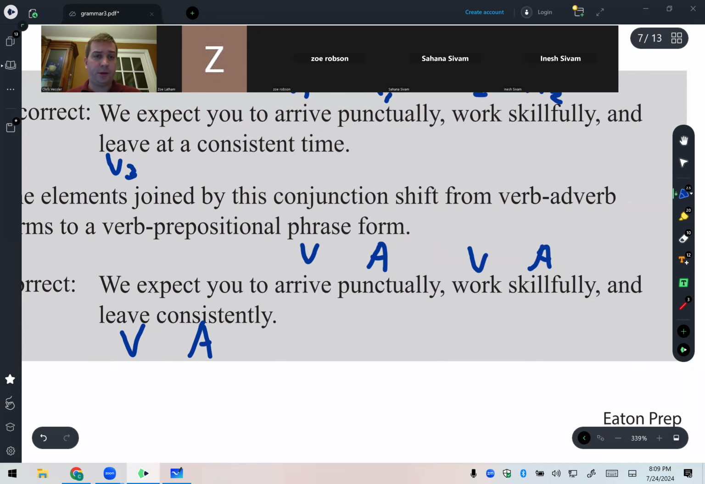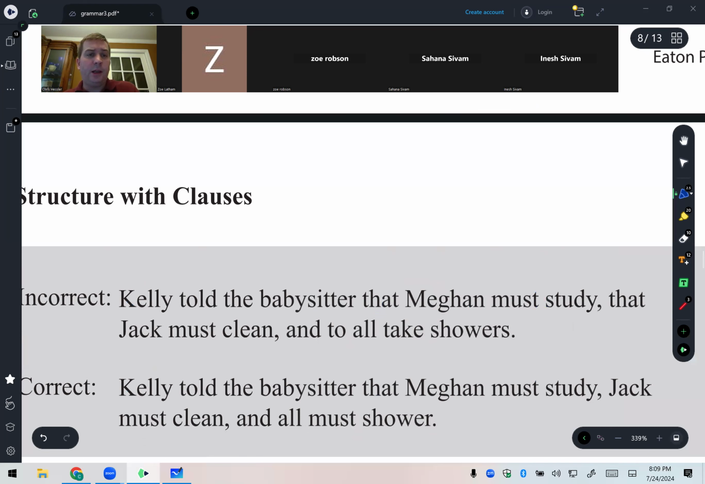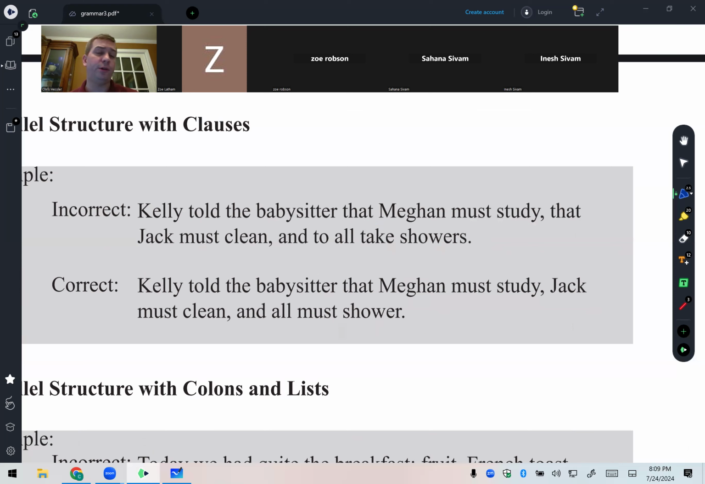All right, parallel structure. We like to have parallel structure with clauses. Kelly told the babysitter that Megan must study, that Jack must clean, and to all take showers. That's not parallel. Let's make it parallel. Kelly told the babysitter that Megan must study, Jack must clean, and all must shower.